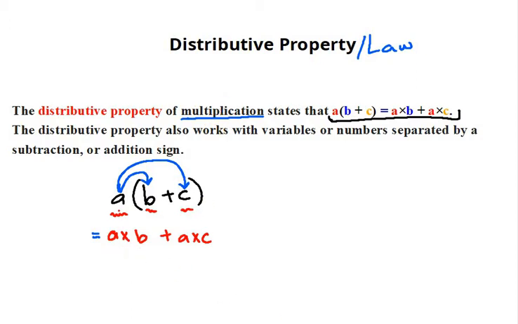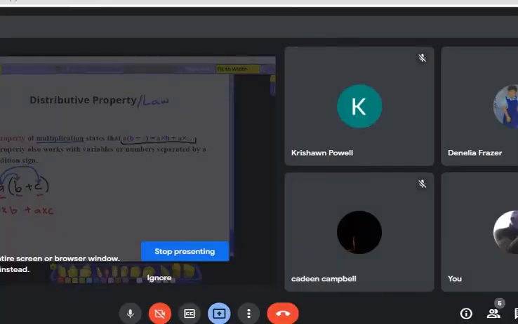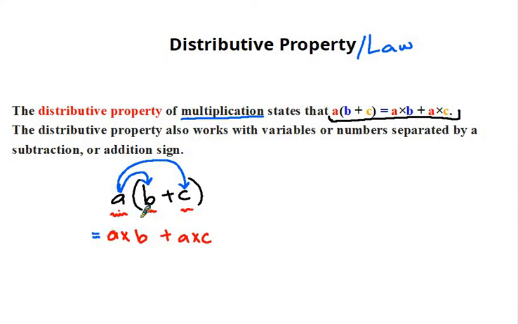So Fraser, what are you getting from this? Fraser, unmute your mic now and talk to me. Let me check who is here. Fraser, what are you understanding from this now?